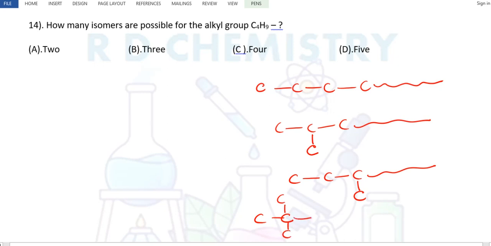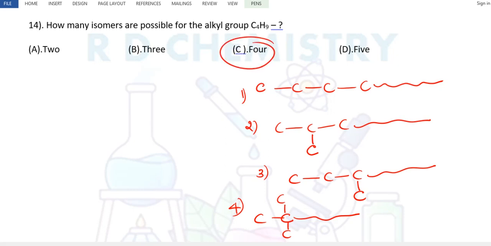4 carbon atoms are done. So how many possibilities are there? So altogether there are 4 possibilities are there. So 4 isomers are possible for this. So question number 14, what is the answer? Answer is option number C, 4. Right?